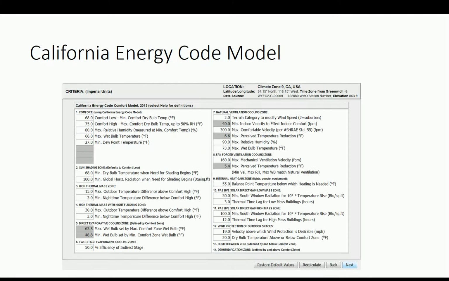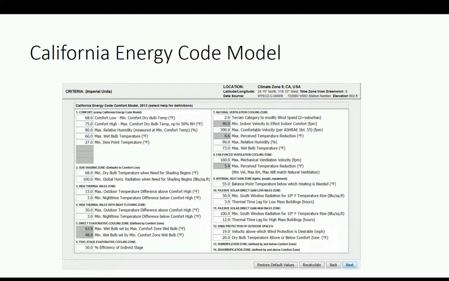So when you use one of the programs that you'll be using, which is called Climate Consultant, this is what the human thermal comfort model looks like. And you can see it's got a variety of different things in there. So there's 3 or 4 of these slides, but they all contain kind of the same stuff, right? There is the comfort low. What's the lowest dry bulb temperature that we assume that someone's going to be comfortable at? What's the highest? What is the maximum relative humidity that somebody can be comfortable at?